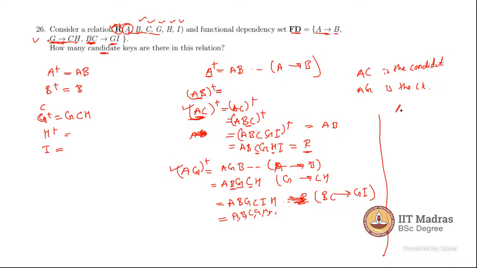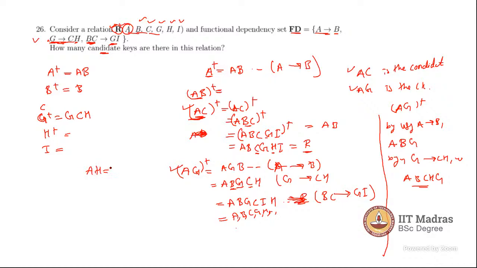In a subjective exam, you have to write, say, let us take the closure of AG plus, and by using A determines B, we are getting A, B, and G. Now in the next step, you can write by using this functional dependency, that is G determines CH, we are getting A, B, C, H, and G. This is the basic way of writing, because from these functional dependencies we are deriving all the sets of attributes. Now here AC and AG are the candidate keys. Now let us check for other combinations also, that is AH and AI.